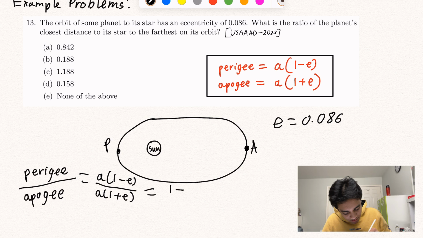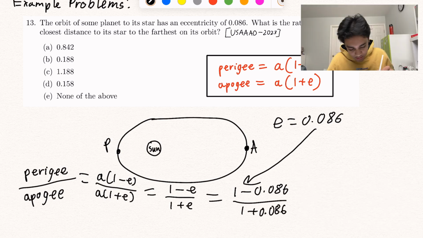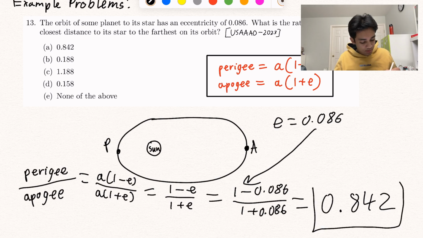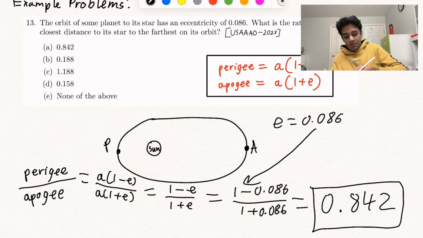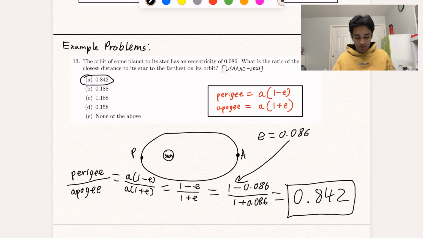Now the a's cancel out, giving us 1 minus e over 1 plus e, which is, we can plug in our value, 1 minus 0.086 over 1 plus 0.086. And with our calculator, we get 0.842. And this is our ratio, and that's the correct answer. So our answer to this problem would be A. And that's it. That's question 13 from this competition.